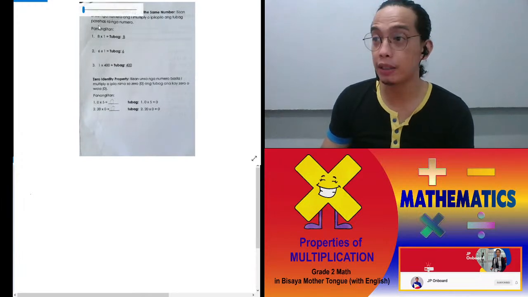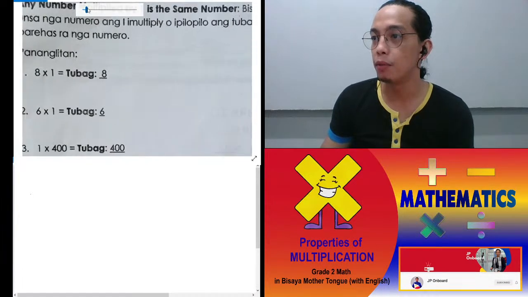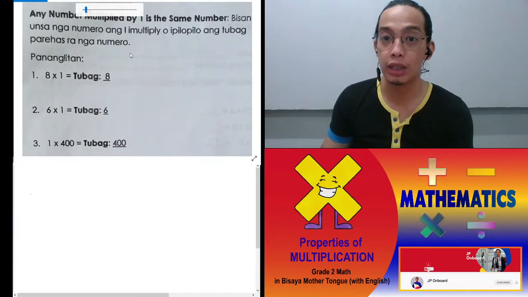All right, let's have an example. Another property. So don't forget, ang una nato na property of multiplication is commutative property.